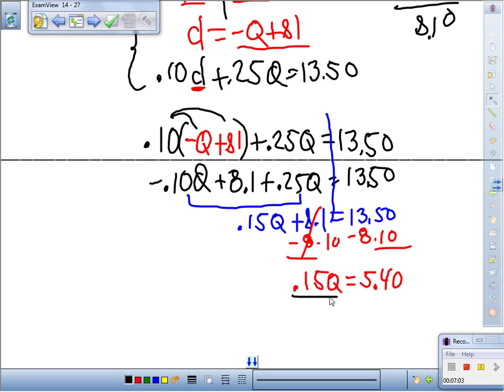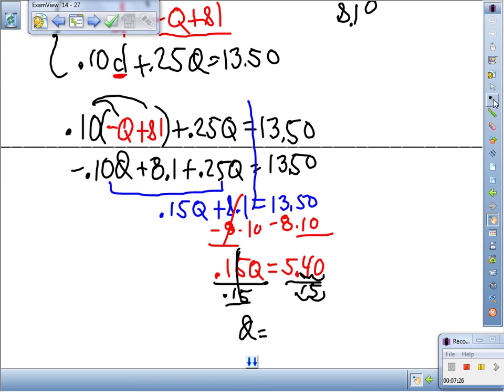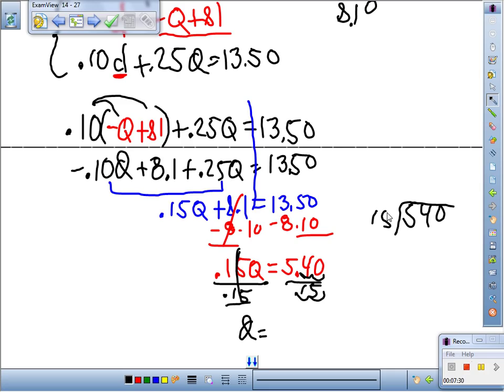At the end, we divide by 0.15. Q equals, look what I'm going to do here. How many decimal places does this one have and this one have? 2. 1, 2. 1, 2. So I got rid of the decimals on both. Let's do the division for that to find out. 540 divided by 15. Do that by yourself. Go.